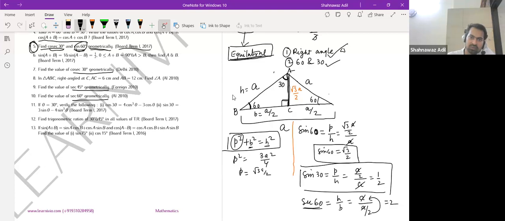Okay, so you guys write down this part, for 30, 60 and 45. If we know all the sides and all the angles, then we can calculate any trigonometric function, right? So always remember, for 30 and 60 we draw an equilateral triangle, and for 45 we draw an isosceles right angle triangle. Please note it down.